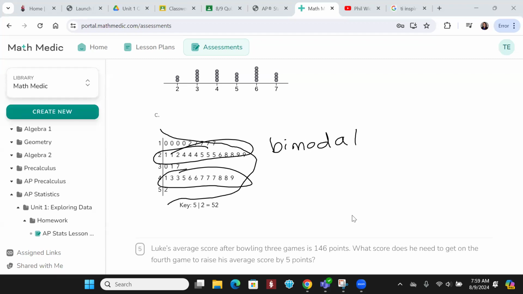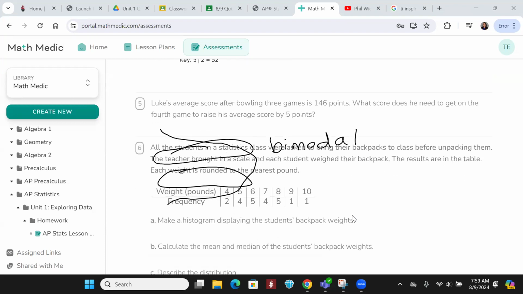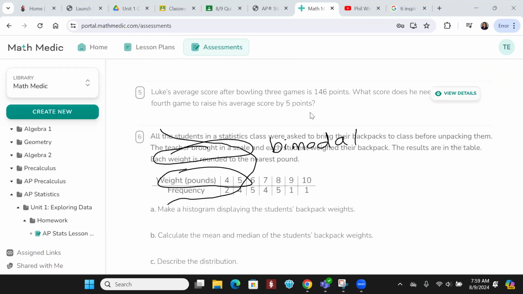Okay. Did y'all do number 5 yet? Okay. So number 5, what score does he need to get on the 4th game to raise his average score by 5 points? That's going to be 166.